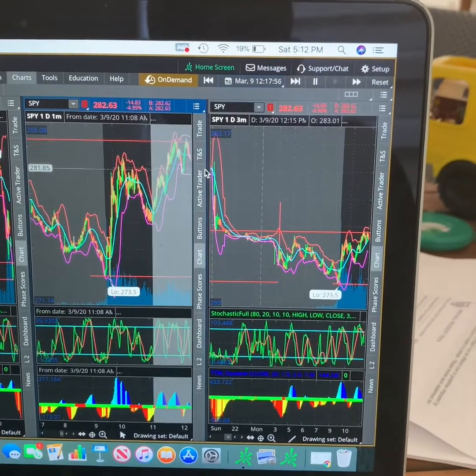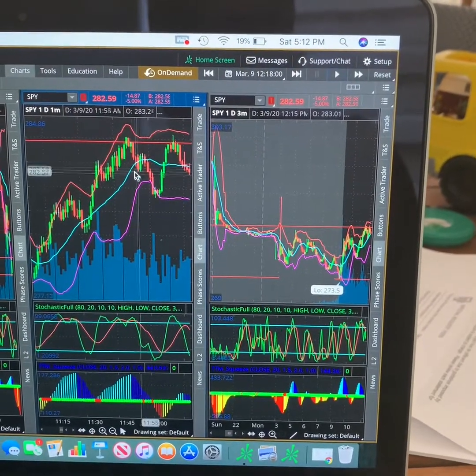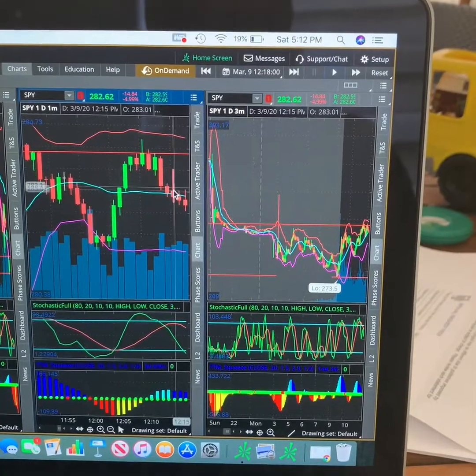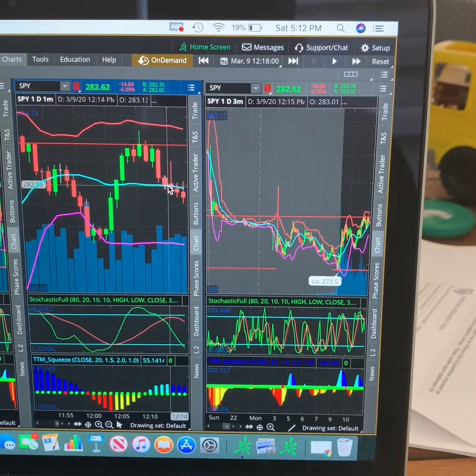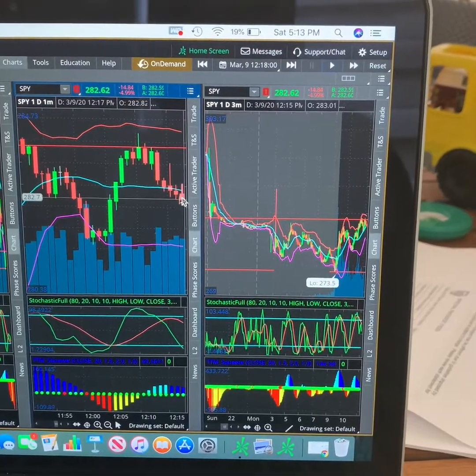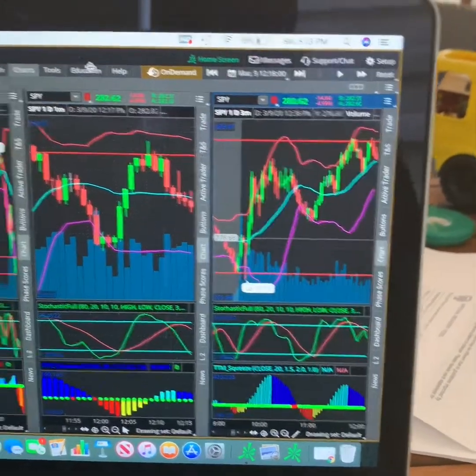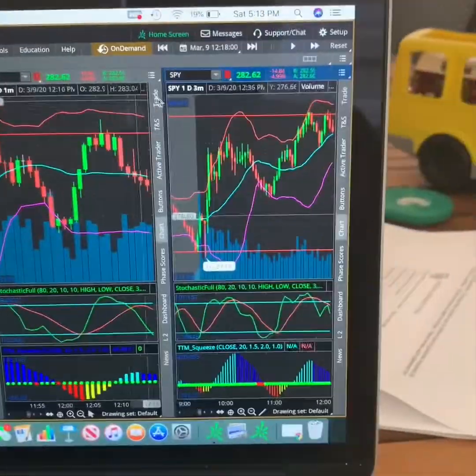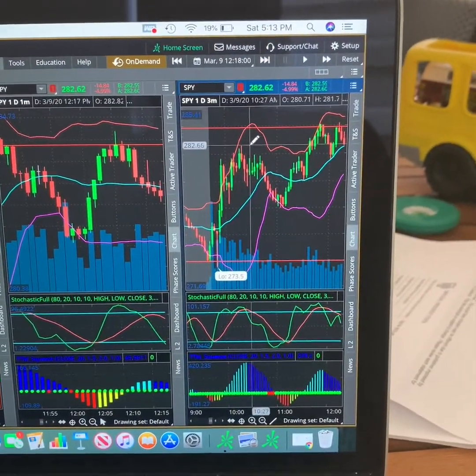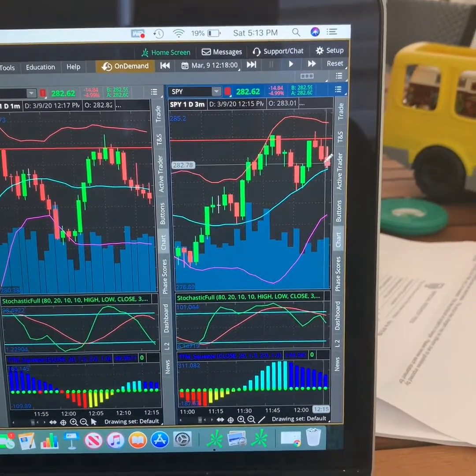Okay, so here you can see it crossed. I'm going to hit pause. It crossed, and I like to wait until I see the three red candles that cross the Bollinger Band. This is my 1 minute, by the way, and this is a 3 minute. It hasn't confirmed this 3 minute.